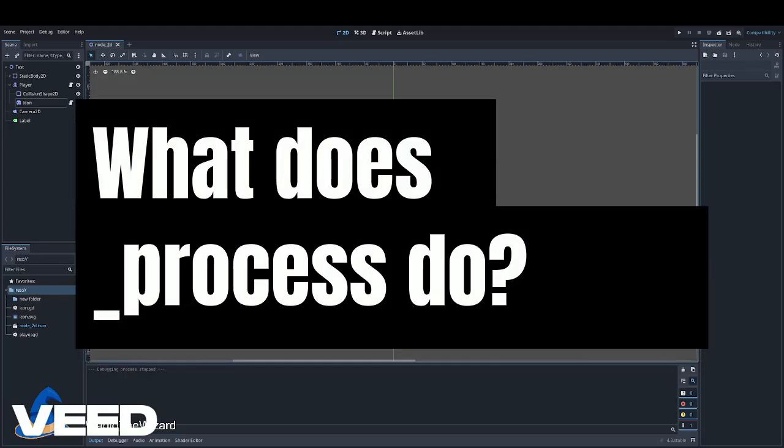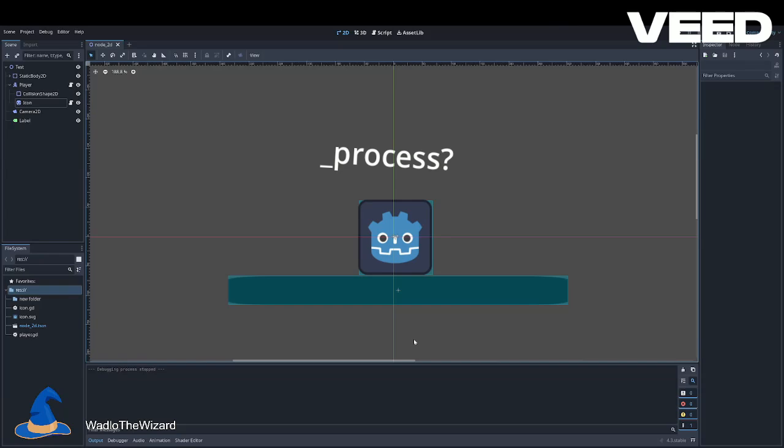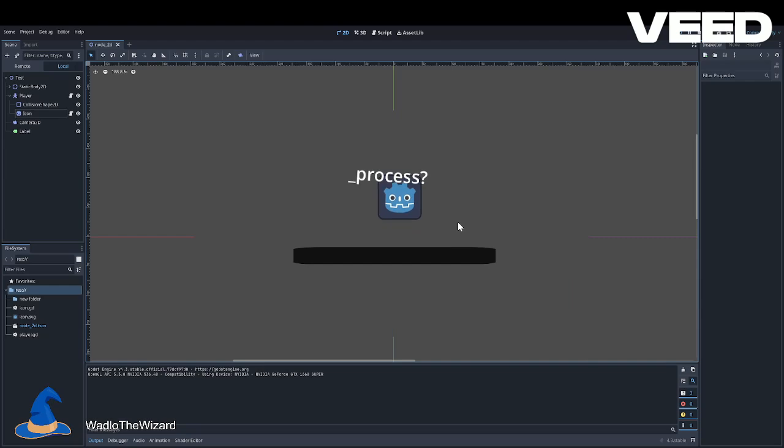What does process do in Godot? Process is your main tool for updating and programmatically animating nodes in Godot. Let's look at an example. Here I have a simple platformer. You can move around and you can jump.